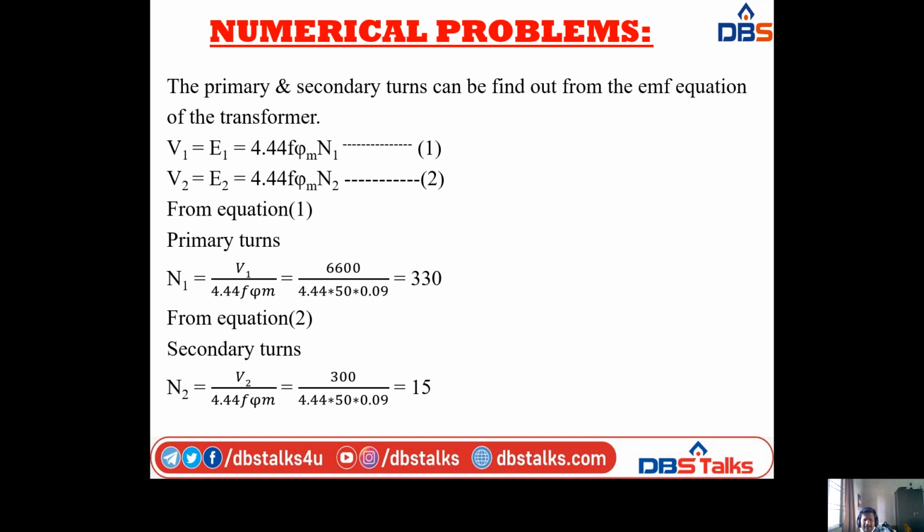So take these as equation 1 and 2 respectively. Now the number of primary turns N1 is equal to V1 by 4.44 F phi m, that is 6600 by 4.44 into 50 into 0.09. Then the number of turns N1 is equal to 330. From equation 2, N2 is equal to E2 by 4.44 F phi m, that is V2 300 divided by 4.44 into 50 into 0.09, that is equal to 15. Therefore, the number of primary turns is 330 and the number of secondary turns is 15.